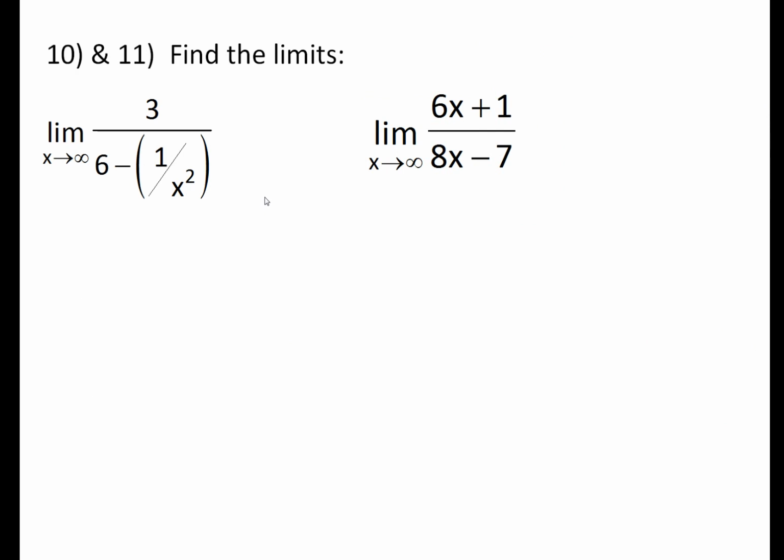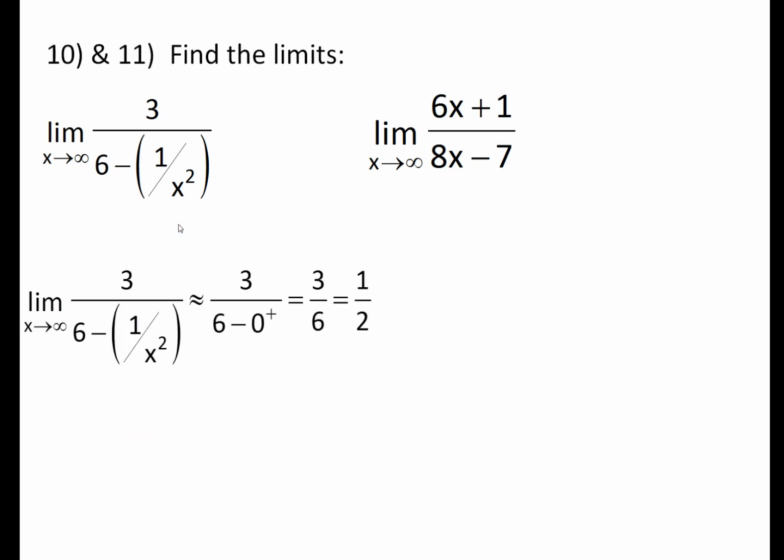The last set of questions we want to look at now are these two limits. And in the first case, we have a limit as x goes to infinity. So in this case, this is pretty straightforward. This rational function in the denominator, as x grows large, that ratio goes to 0. So this approaches 3/6 or 1/2.